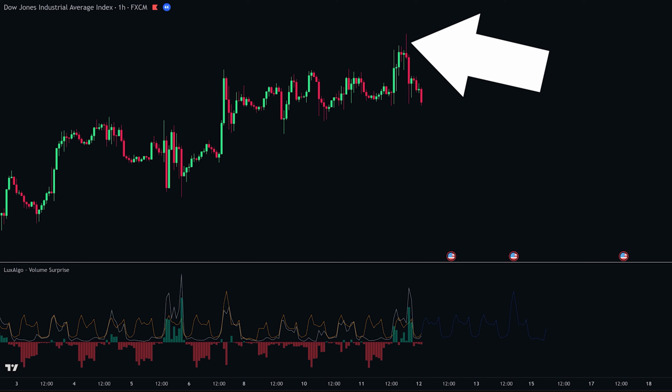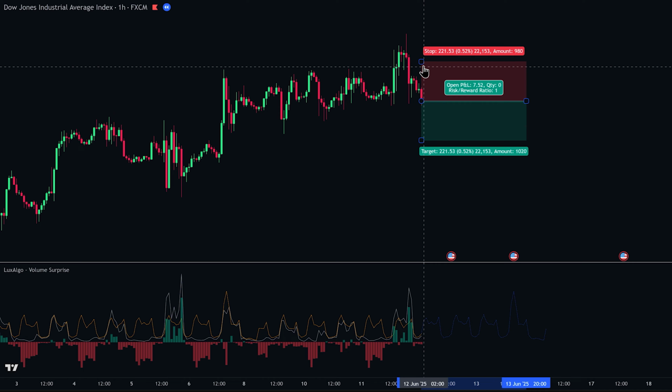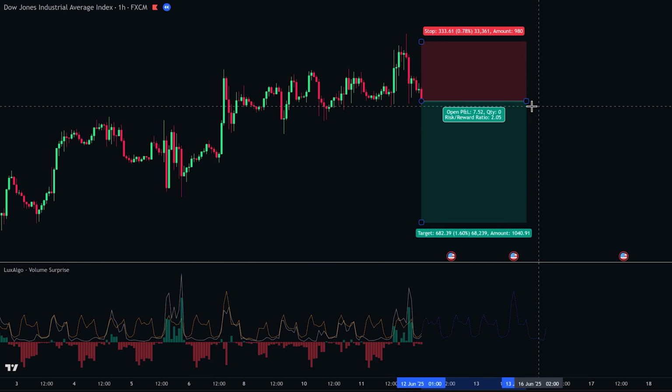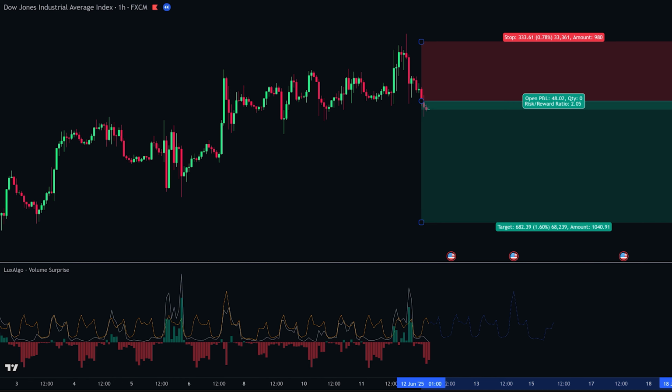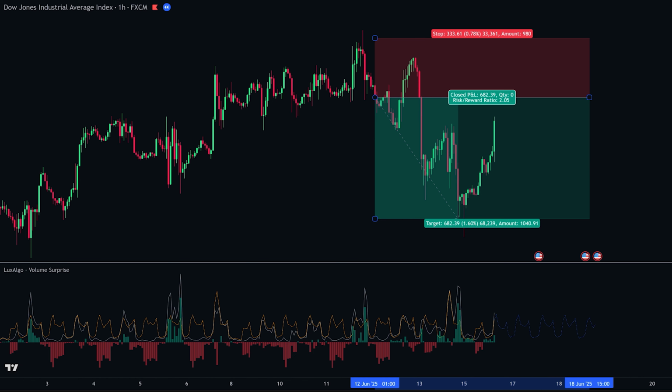Wait for a bearish candle close that confirms the reversal. Enter your sell at that candle's close. Set your stop loss above the high of the spike candle and aim for a 1 to 2 or 1 to 3 risk to reward target. As price reverses, you'll notice volume dropping off again, showing that momentum has shifted.